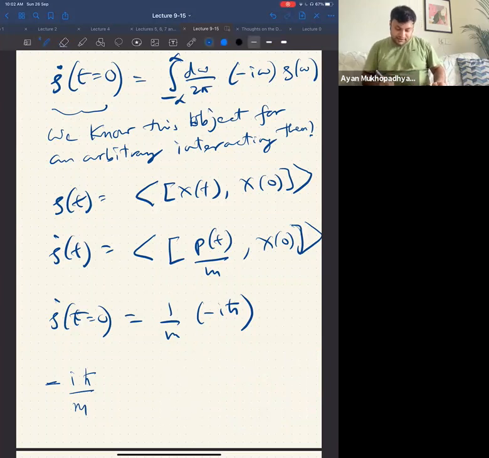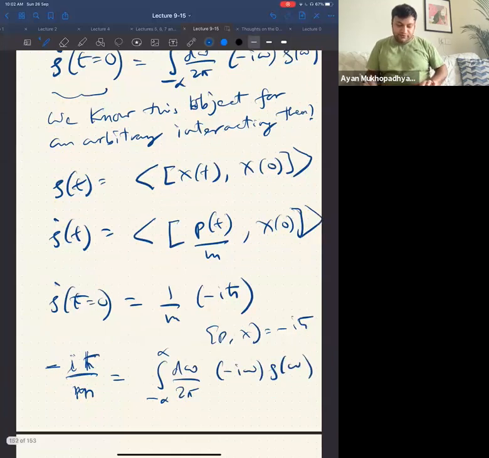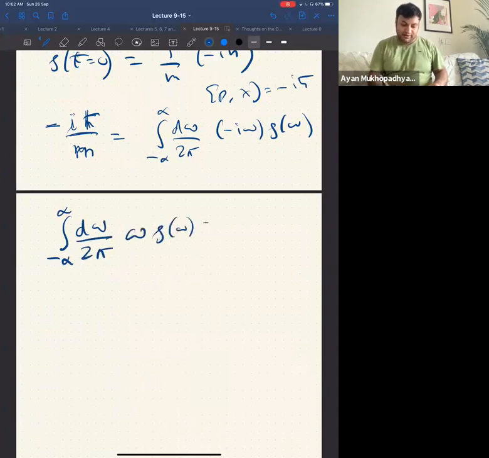So this object on the left-hand side is nothing but minus i h bar by m, because the commutator of p comma x is nothing but minus i h bar, and the thermal expectation value of 1 is also 1. So this is what we get: minus i h bar by m has to be minus infinity to infinity d omega by 2 pi, minus i omega rho omega. And therefore we come up with a nice sum rule. The sum rule is that, for any interacting theory, any arbitrary theory, the integral d omega by 2 pi omega rho omega has to be exactly h bar by m.